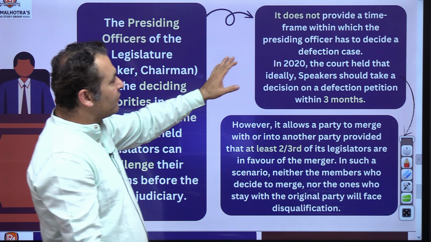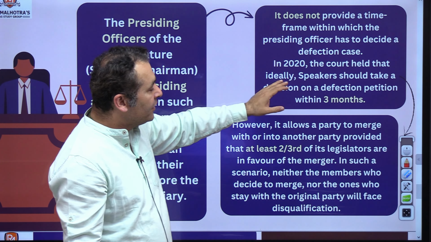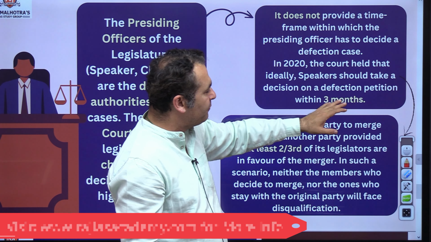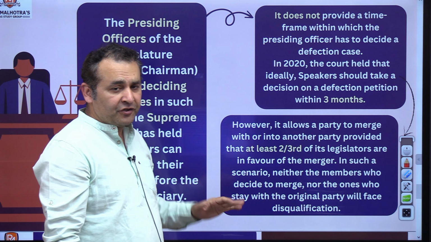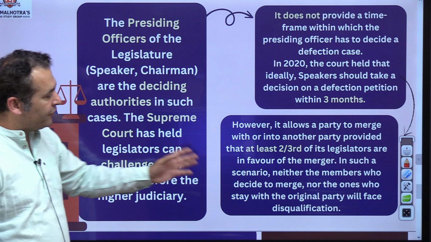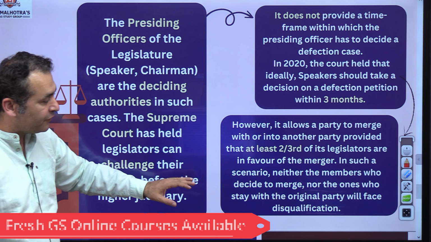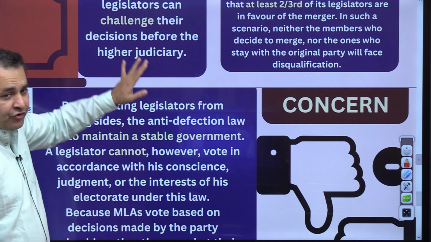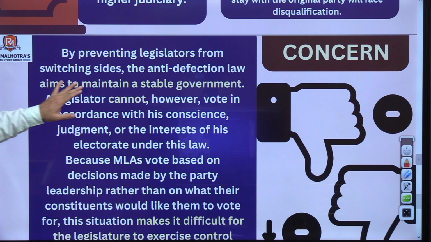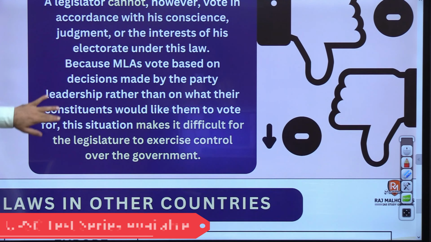Fine. So though the final authority is the presiding officer, yes, the decision can be challenged in a court of law. The law does not provide a time frame within which the presiding officer has to decide a defection case. In 2020, the court held that the speaker should take a decision on a defection petition within 3 months, but it is yet to be given a final shape. However, it allows a party to merge with or into another party provided that at least 2/3 of its legislators are in favor of the merger. So there are mergers, there are splits. Now by preventing legislators from switching sides, the anti-defection law aims to maintain a stable government, right? So this is the aim behind it.